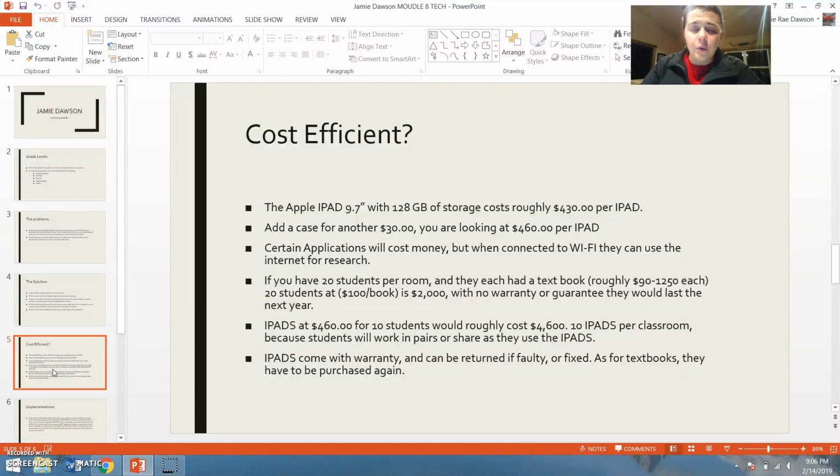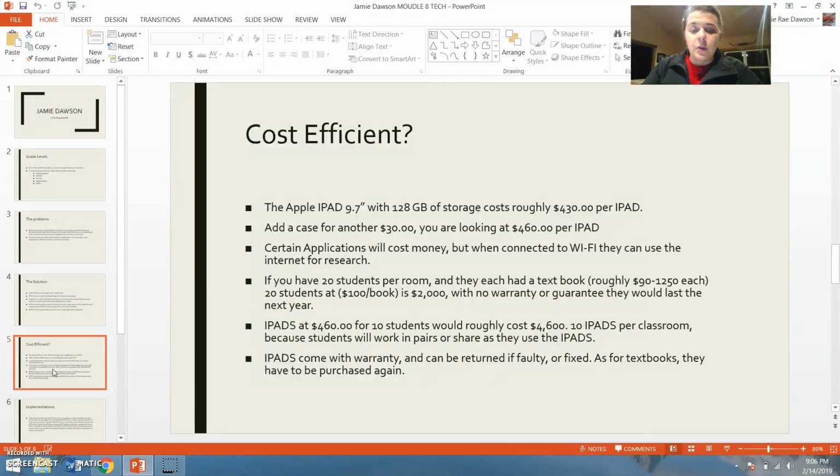But like I said, you wouldn't have to get one per 20 students. You would just have to get some for a certain group, and they will just have to rotate and take turns based in what we call small groups, whole groups, during their free time. So they would have to be assigned certain times to use it. And then, like I said, certain applications can cost money, but when connected to Wi-Fi, they can use the internet for any kind of research they want. That will not be an issue.